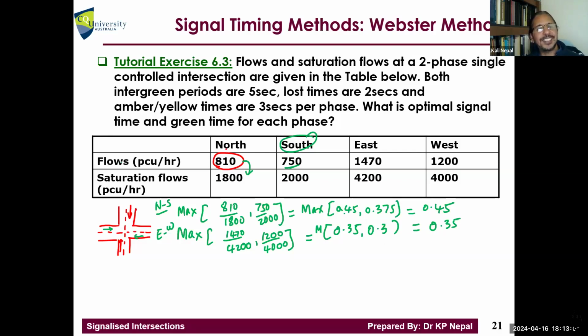We got just the flow divided by saturation. We take the maximum because we try to accommodate the maximum flow. It's the v by c ratio, or saturation ratio, the degree of saturation. So we got that. Any other data given?